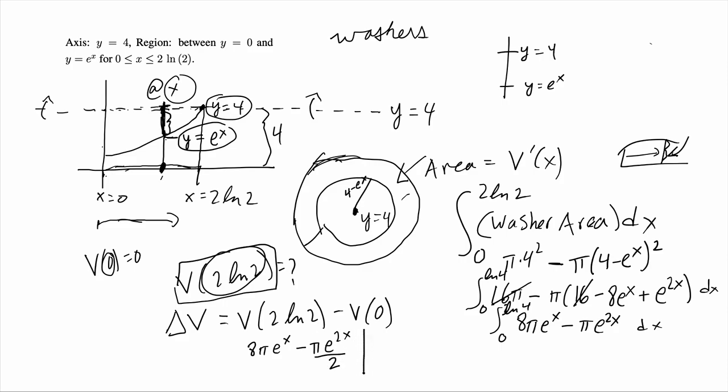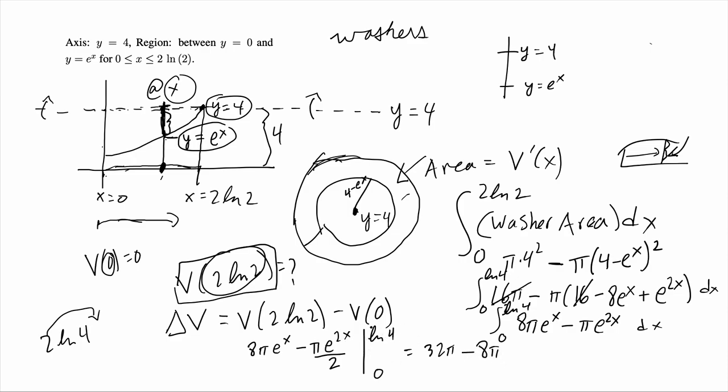And then we simply evaluate from 0 to the natural log of 4. So when we put in natural log of 4, e to the natural log of 4 is just 4. 4 times 8 is 32, so 32 pi right there. And then you put the natural log of 4 in here. Now think about this: 2 natural log of 4. You see that 2? It comes up here on top. That's natural log of 16. e to the natural log of 16 is just 16. So 16 over 2 is 8. So minus 8 pi.